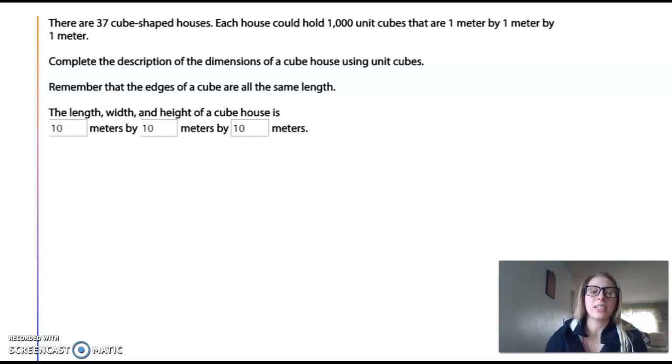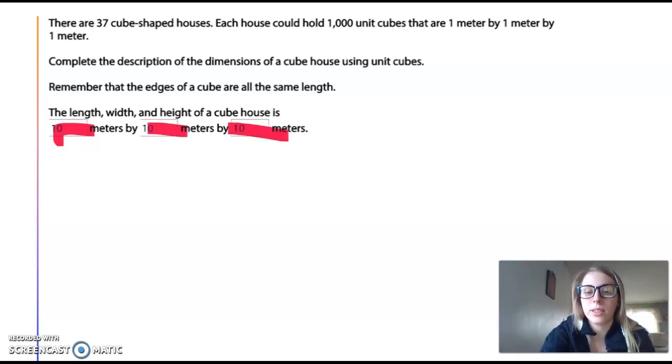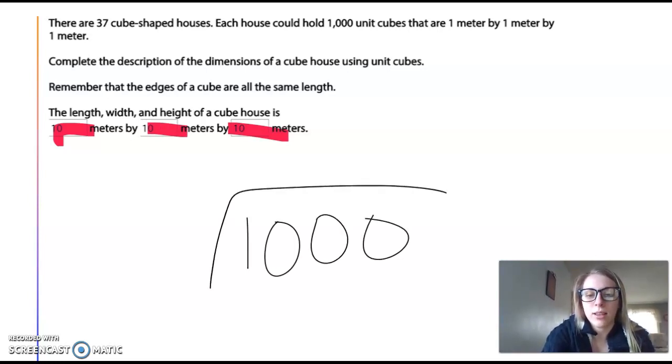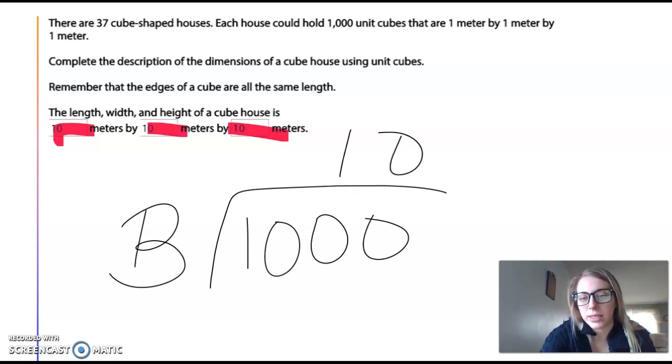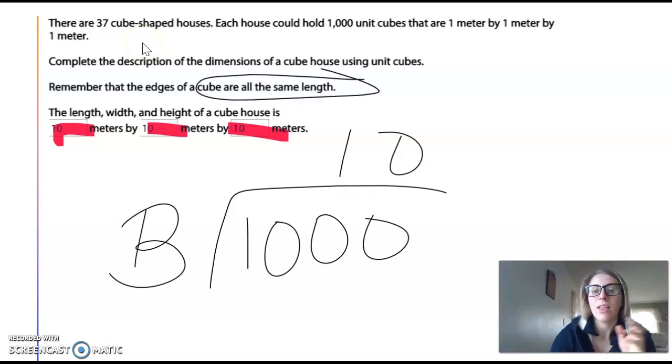So what I did here is I looked at the length, the width, and the height of the cube house. And I saw that there were 3 different boxes I was going to have to fill in. So all I did was take 1,000 divided by 3, and my answer I got was 10. That's how I knew, because it said all of the cube's edges are the same length, it had to be the same number in every single one of those.